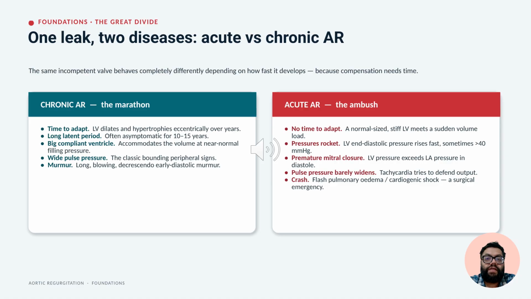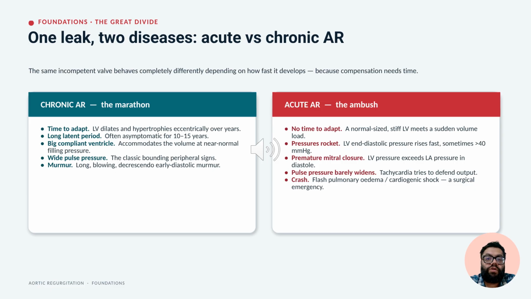If you remember one slide from the foundations, make it this one. The lesion, a leaky aortic valve, can be identical, yet acute and chronic AR are almost different diseases, and the variable is time. Give the ventricle years and it remodels. It dilates and adds muscle so it can hold a big regurgitant volume at a comfortable filling pressure. That patient can stroll around symptom free for a decade with dramatic bounding pulses and a long blowing murmur.